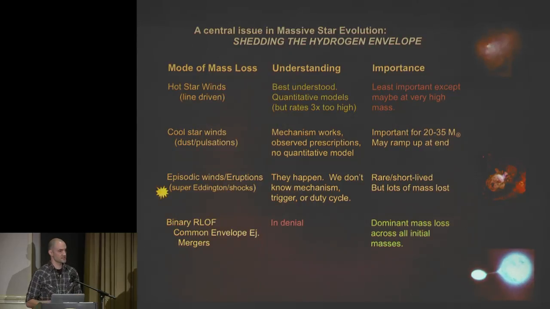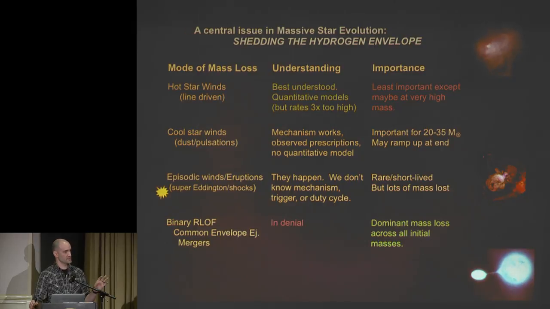Next, we have these eruptions: episodic super-Eddington winds and explosive mass loss from things like luminous blue variables. Here the theory is even worse. We know that they happen, but we really do not have a developed theory for understanding why they happen, what triggers them, and how much mass is lost.